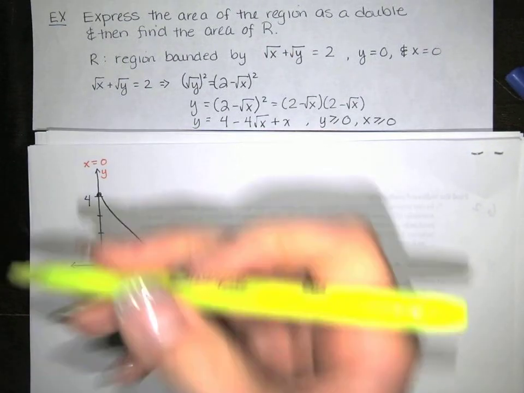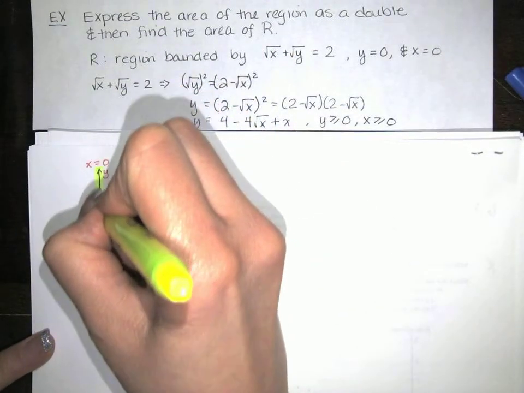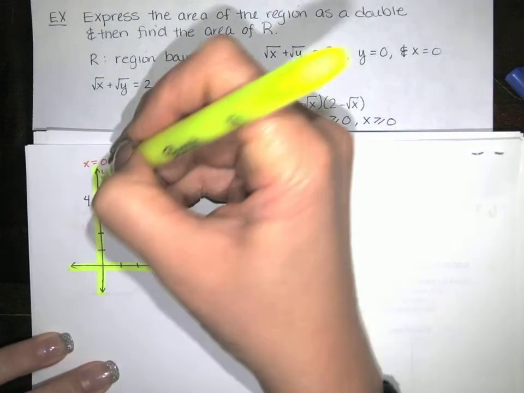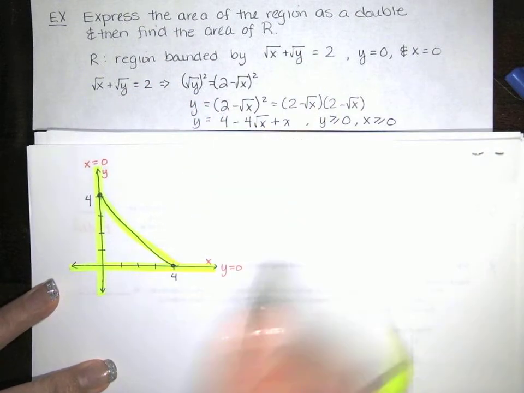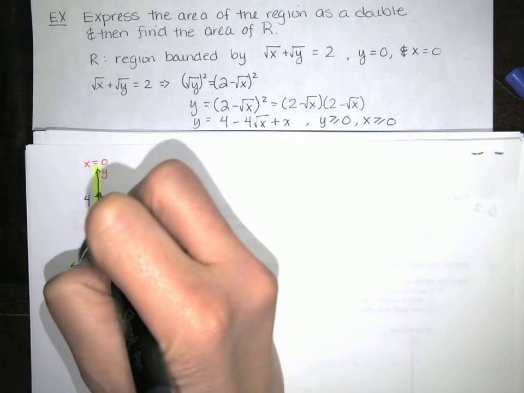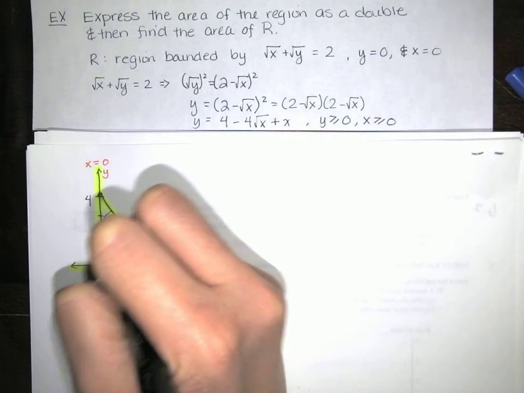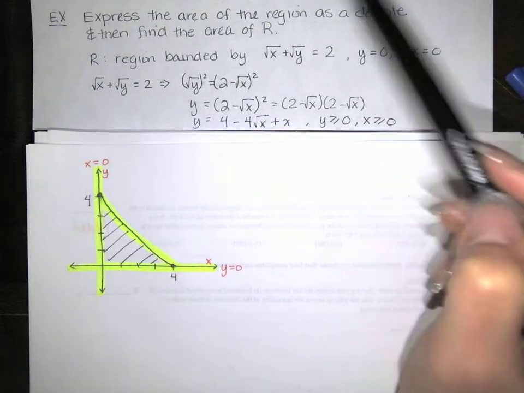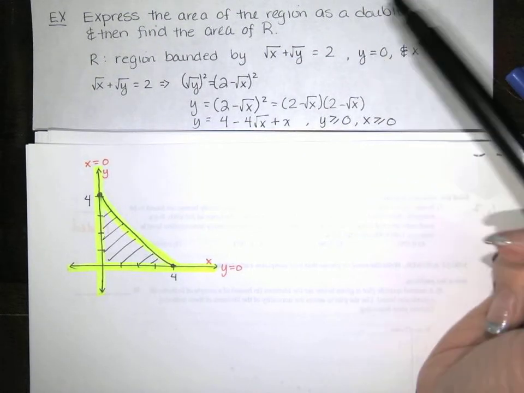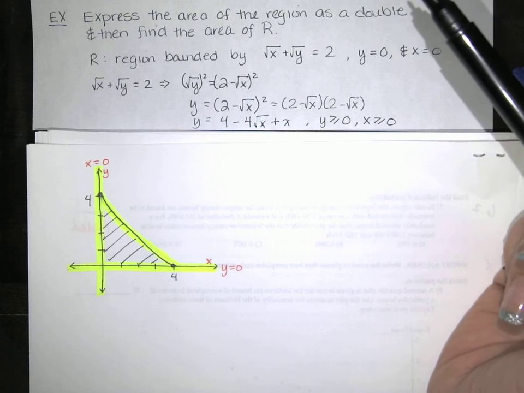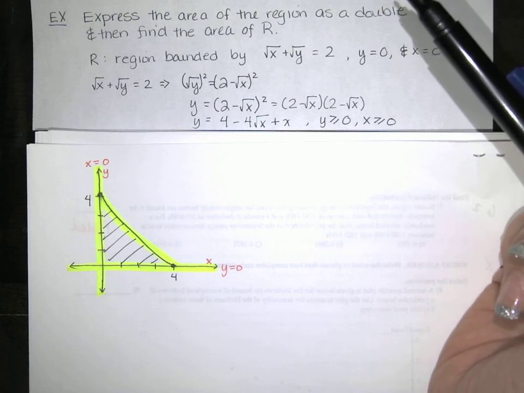So our bounds are this curve, which we're really not 100% sure what it looks like. That's okay. Y equals 0 and x equals 0. So clearly this is our region. Now I want to express the area of this region as a double integral, and then I want to find the area of R. So I've got a couple of options.